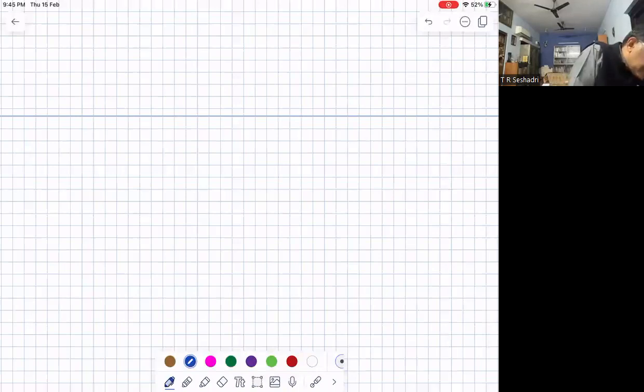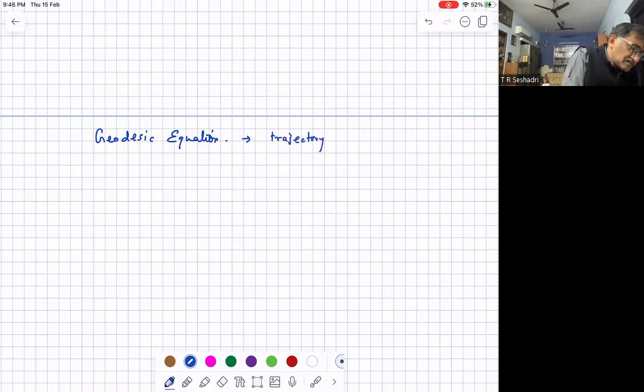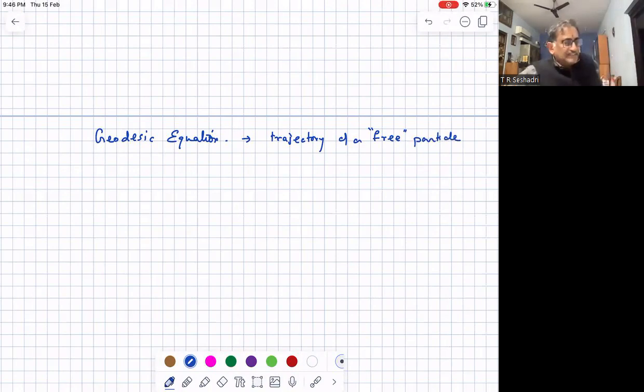So now I will say geodesic equation, by which I mean the following. Trajectory of a free particle. By free, I mean free in the Einstein sense. If there is pure gravity, it is still free. It is just that the space-time is curved. Right? Which I have been telling you. Okay? So gravity is not a force.